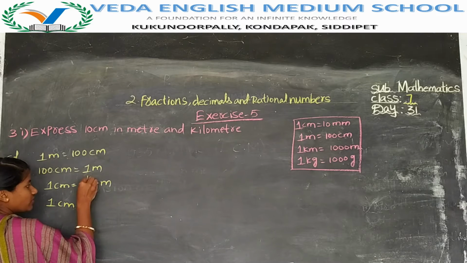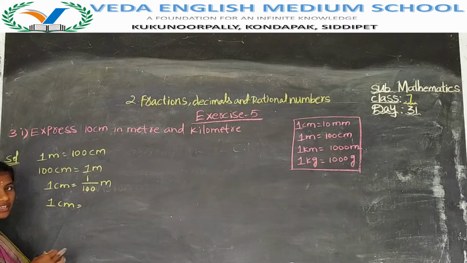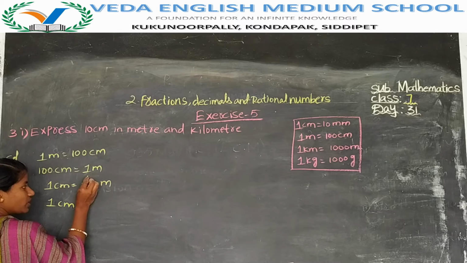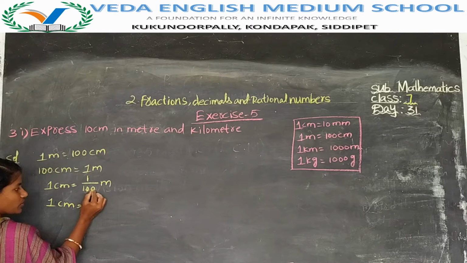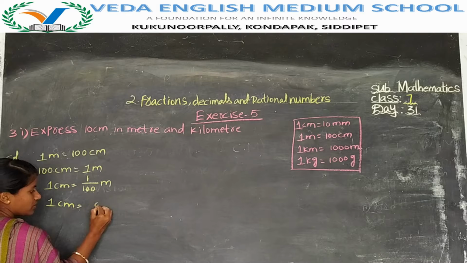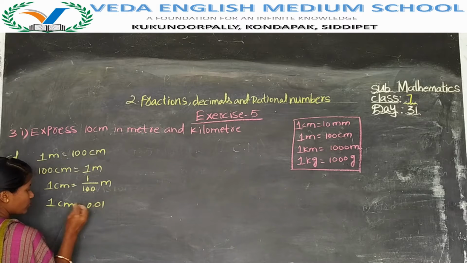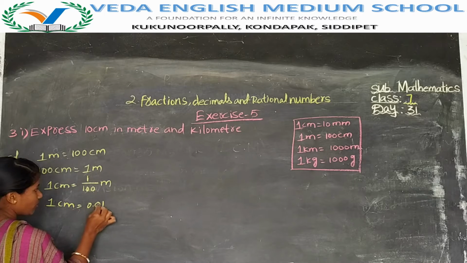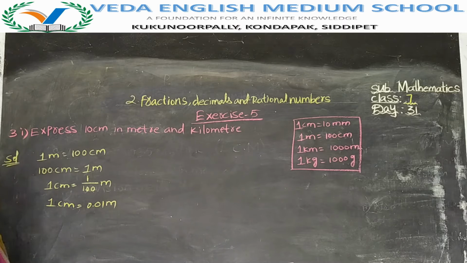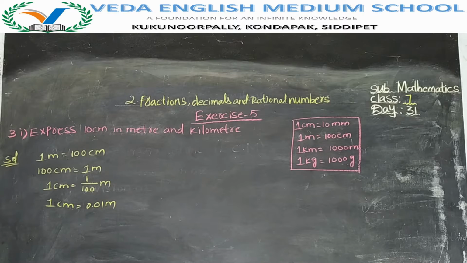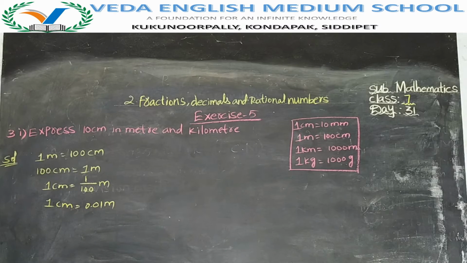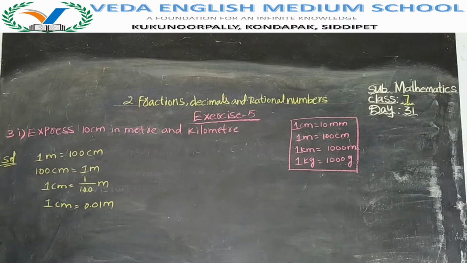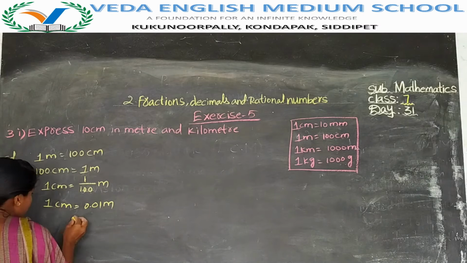In the denominator we have 2 zeros. So in the numerator, after 2 digits you will get the point. Here we have only 1 digit, so 2 zeros are there: 0.01. So 1 centimeter is equal to 0.01 meters. Now we have to find for 10 centimeters.